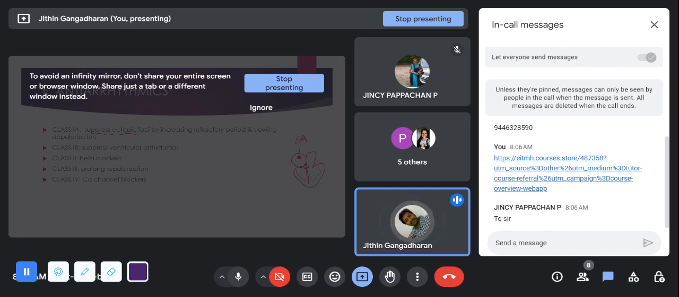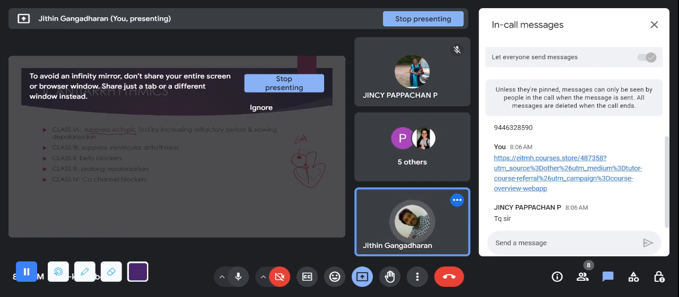Second one is class 3 drugs. They prolong the repolarization. What is repolarization? The relaxation. So it will increase the relaxation period of the heart. Example, amiodarone. Amiodarone is an example for a class 3 drug. It increases the repolarization.